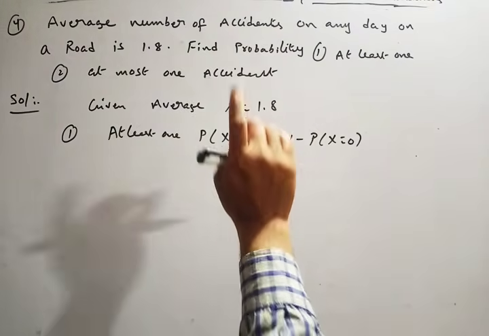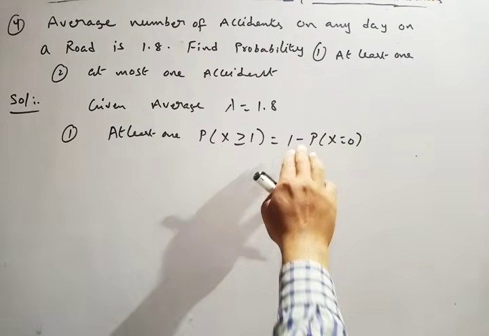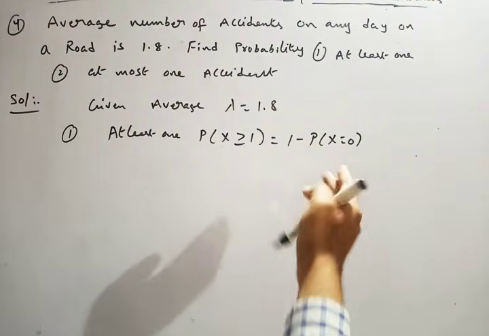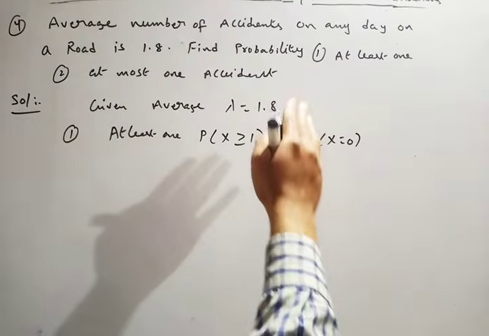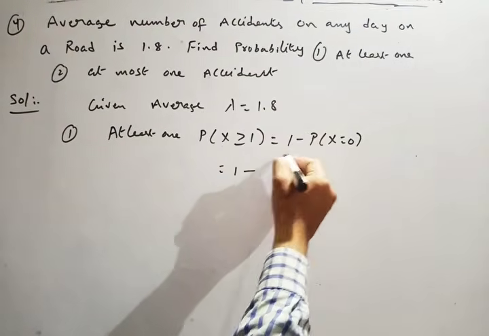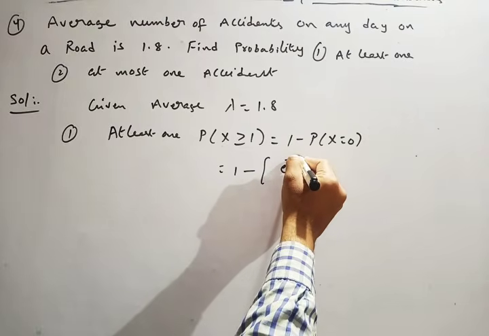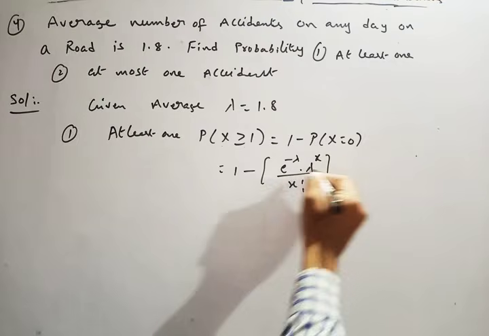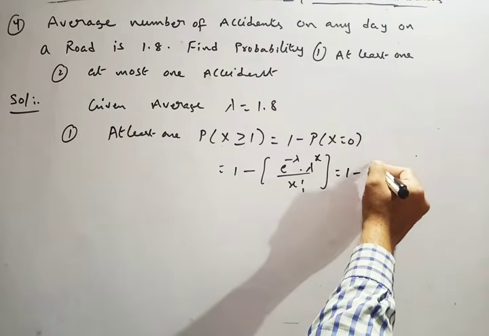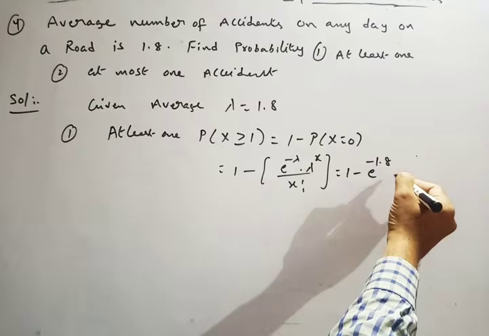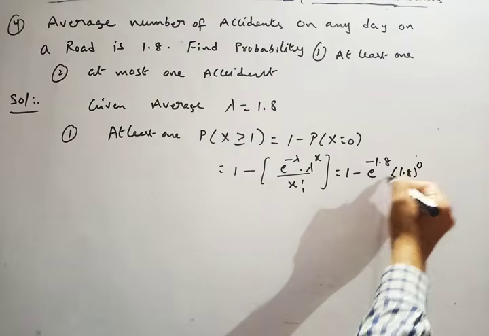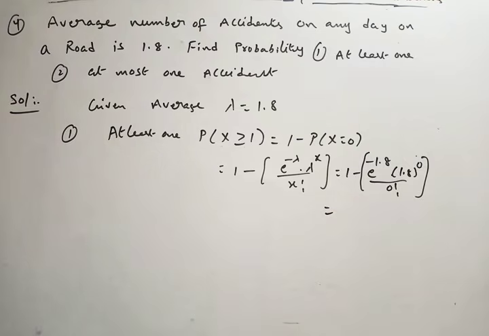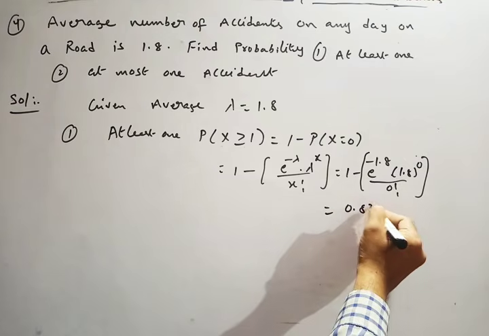So instead of solving that, the total probability is a maximum of 1, so subtract X equal to 0, meaning no accident has happened. What is the Poisson distribution formula? e power minus lambda into lambda power x by x factorial. So 1 minus e power minus 1.8 into 1.8 power 0 by 0 factorial. Take the calculator and simplify it. We got the answer 0.8347.